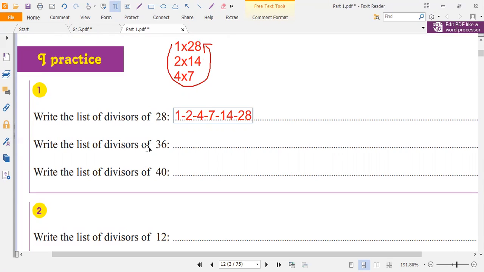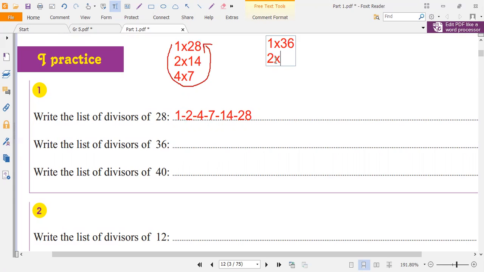Write the list of divisors of 36. It is the same. We have to write 36 as products of two numbers. Then we draw the letter U. We start by 1. 1 times 36. Is it divisible by 2? Yes, one's digit is 6. So it is 2 times.